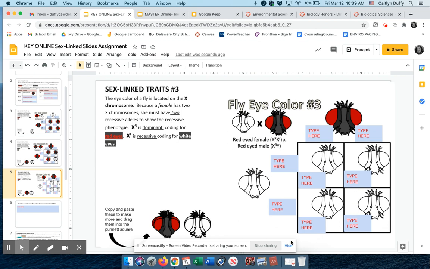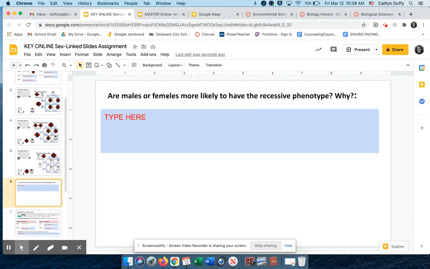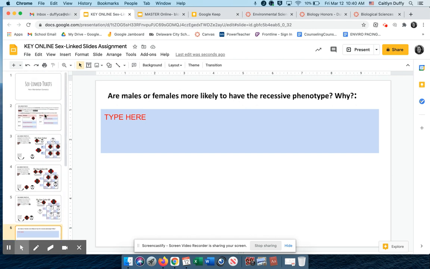Remember, if you guys struggle with this, just shoot me an email and I'm happy to go ahead and do a video on this one as well. But this time you're going to have a red-eyed female that is heterozygous and a red-eyed male. So it's going to have one big R and you're going to fill it out just the same. Now, here, are males or females more likely to have the recessive phenotype? Why? So let's talk about this.